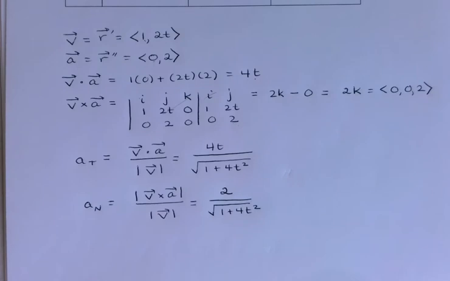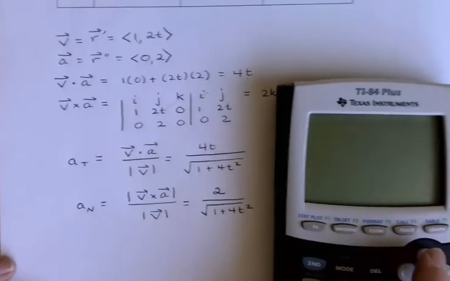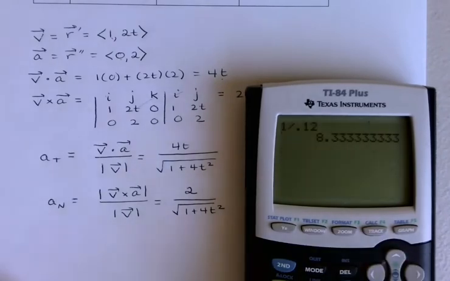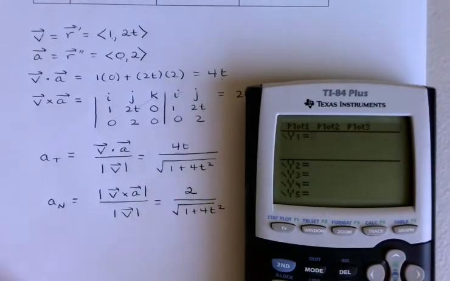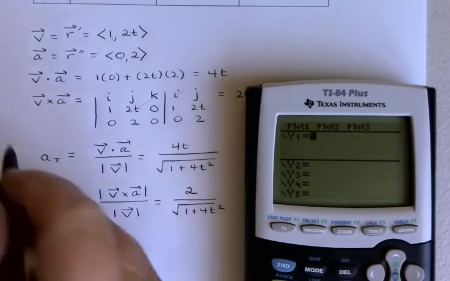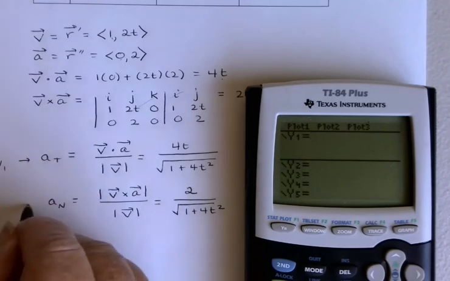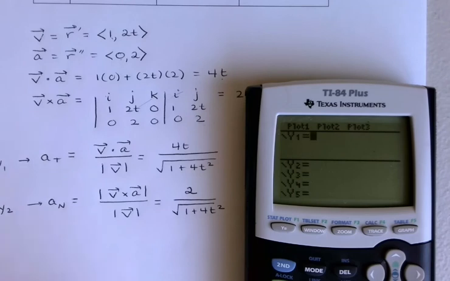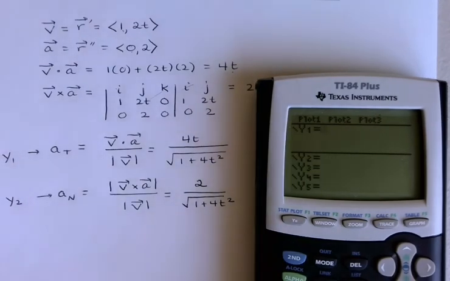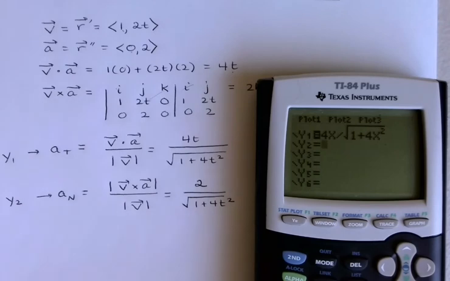All right, I'm going to calculate A sub t and A sub n at a few different values of t. So just to make that go a little bit quicker, I'm going to put those in my calculator as y1 and y2. y1 I'm going to put in as the tangential component, just so I don't forget, and y2 I'll put in as the normal component.